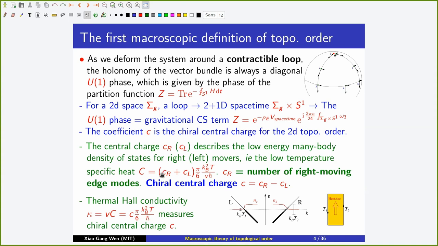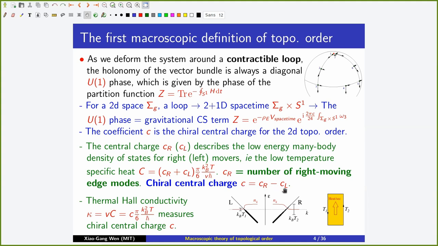So the total heat capacity is a contribution from a right mover and a left mover. So you have the linear T heat capacity. This central charge is just really the linear T heat capacity. It's just a fancy way to say that. But this coefficient somehow appears here. There's a little bit of subtlety: the coefficient appearing in the gravitational Chern-Simons term is actually not the sum of a right mover and a left mover. It's a difference. So this chiral central charge is the difference of the right mover and the left mover.